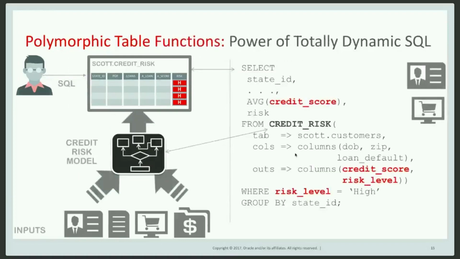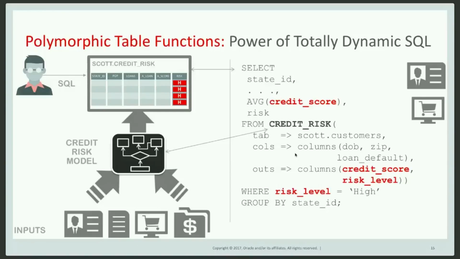So if we take, say, a credit risk model, you might do a select statement, pull out the columns that you're interested in from, and then your credit risk table function, the polymorphic table function, credit risk, and then the input is the customers table, and within that customers table, the key columns are date of birth, whatever their zip code is, and whether they've defaulted on a loan before.